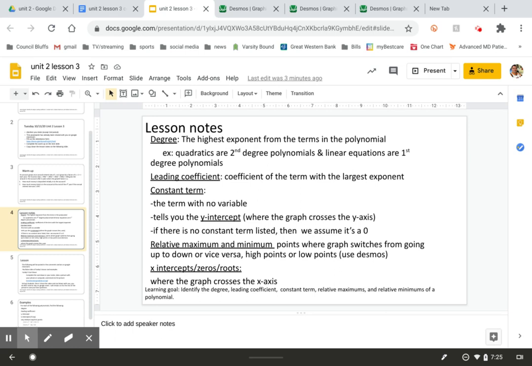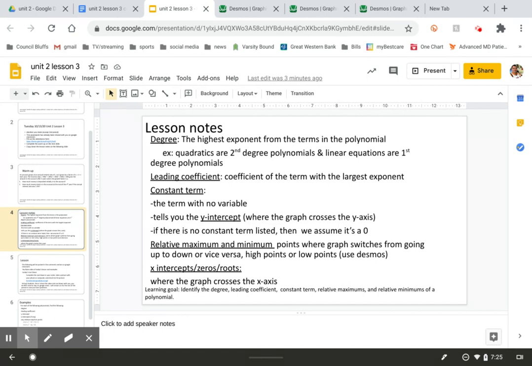So today we're talking about Unit 2, Lesson 3, the different characteristics of a graph of a polynomial. A lot of this stuff you should know already, so hopefully it's just a review.